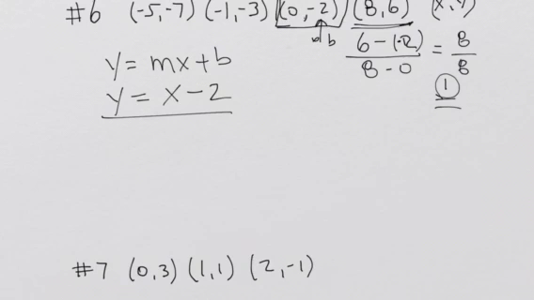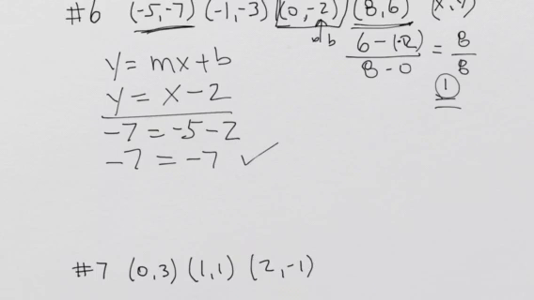Now let's go ahead and solve this using one of these other 2 points. Let's just use this one here. So now y is minus 7 equals x is minus 5, and then we have here in the equation minus 2, so let's see if this works. Does minus 7 equal minus 7? Yep, it works. Let's check this other point just to be sure.